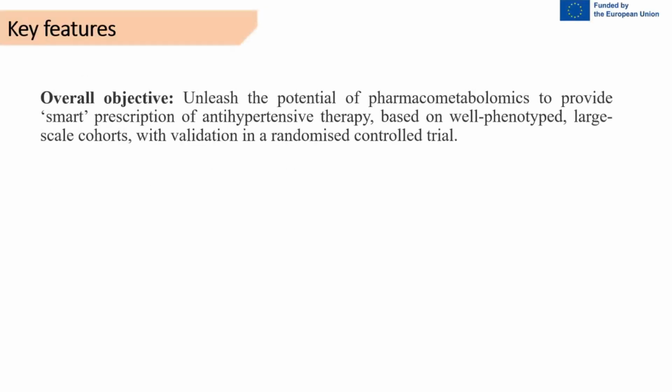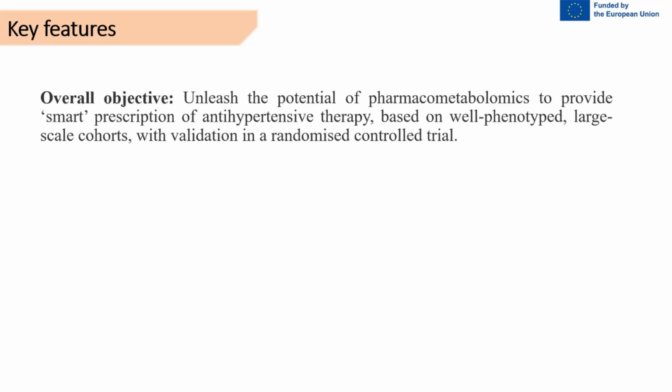Great. So the overarching objective of Hypermarker is about whether we can utilize metabolomics, and this term pharmacometabolomics, to individualize and utilize that in the decision making around how we go about prescribing blood pressure medications for individual patients.